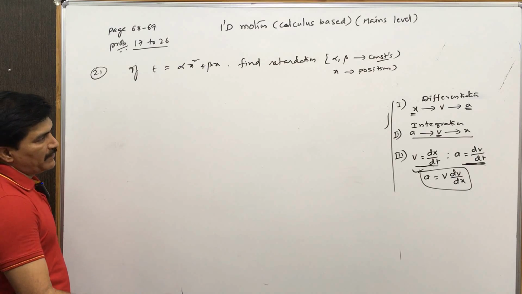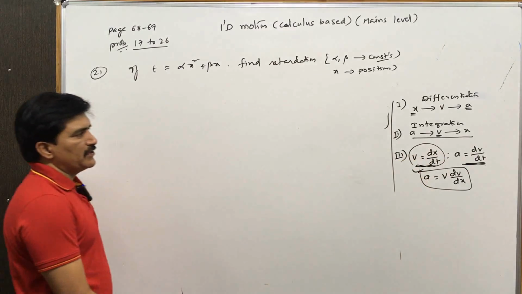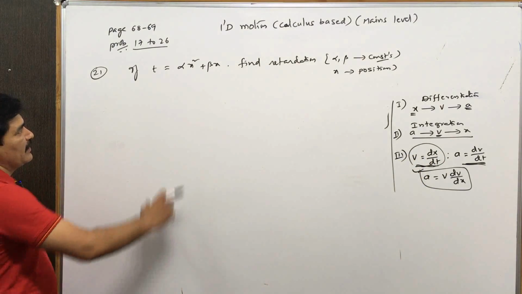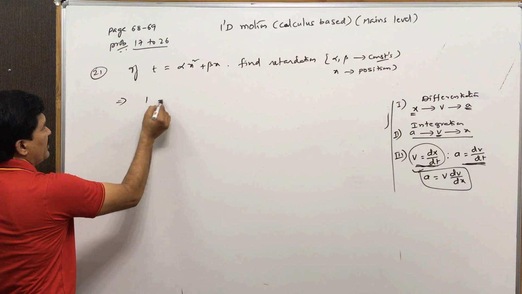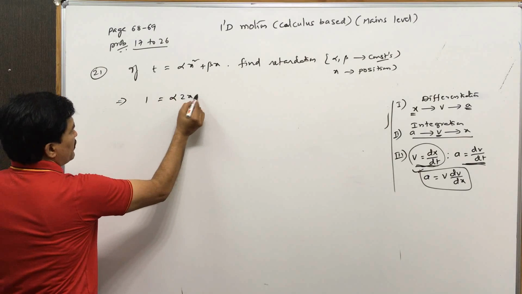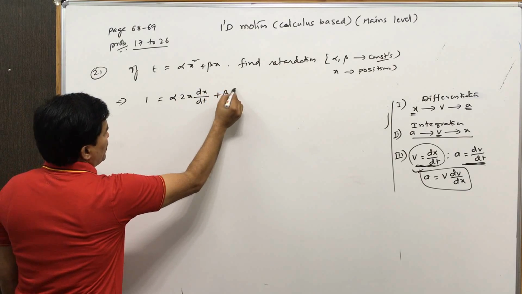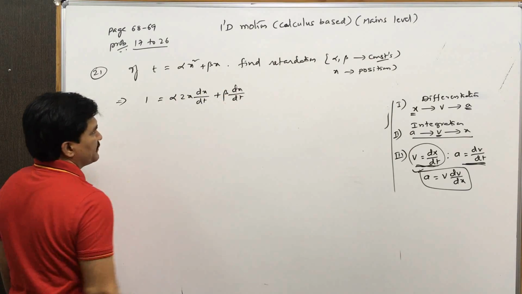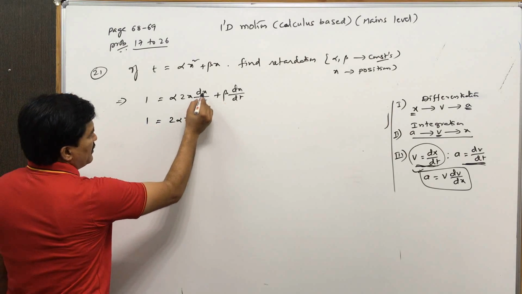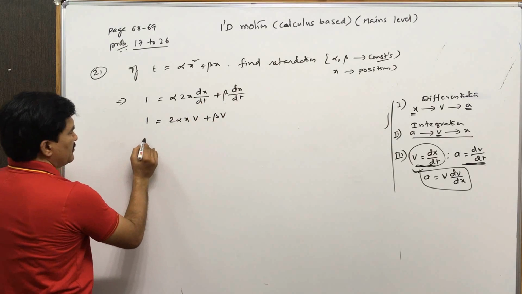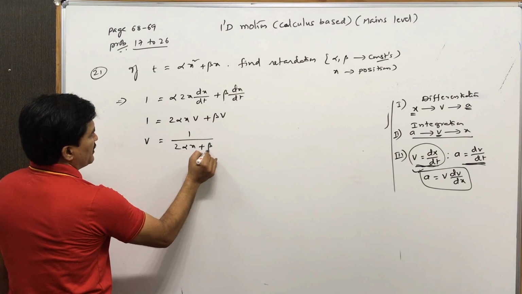How to find velocity? We know velocity is equal to dx by dt, so differentiating x with respect to time you will get velocity. For that I have to differentiate this with respect to time. If I differentiate this with respect to time, for t we get 1, for alpha x square we get 2 alpha x into the inner derivative dx by dt, plus beta into dx by dt for the x differentiation. But we know dx by dt is nothing but v, so this leads to this relation from which v comes out to be 1 by 2 alpha x plus beta.